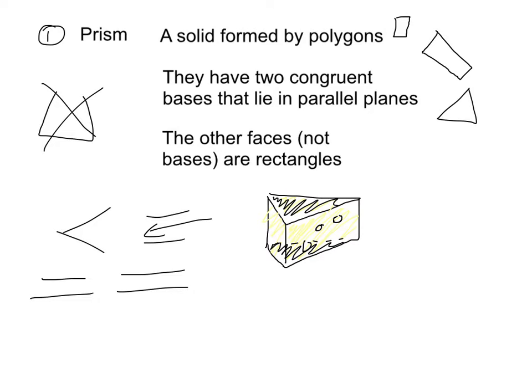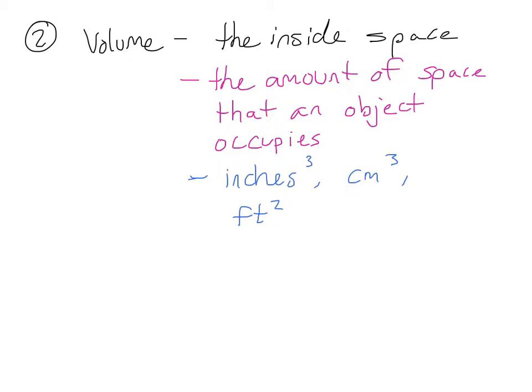So prisms. We've got to be good on that before we can move on to talking about volume of prisms. So what is volume? Volume is just the inside space, otherwise known as the amount of space that an object occupies. We talk about volume in terms of inches cubed, centimeters cubed, feet cubed. Oh, that was supposed to finish out as a 3, it's a 2. Feet cubed, or cubic inches, cubic centimeters, cubic feet.